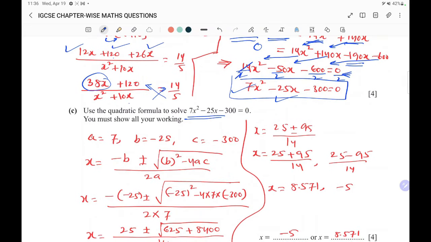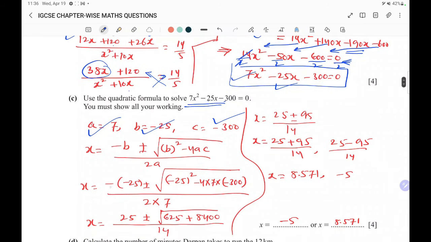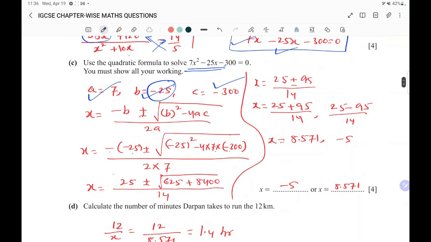So here we have to apply the quadratic formula, which is minus b plus or minus the root of b squared minus 4ac, over 2a. We need the values of a, b, and c. So a is 7, b is minus 25, c is minus 300. Now x is minus b plus or minus the root of b squared minus 4ac over 2a. So minus, and b is minus 25, so 25 plus or minus the root of minus 25 whole squared minus 4 times 7 times minus 300. Minus times minus is plus, and minus 25 whole squared is 625. If you multiply the rest, you will get 8400.